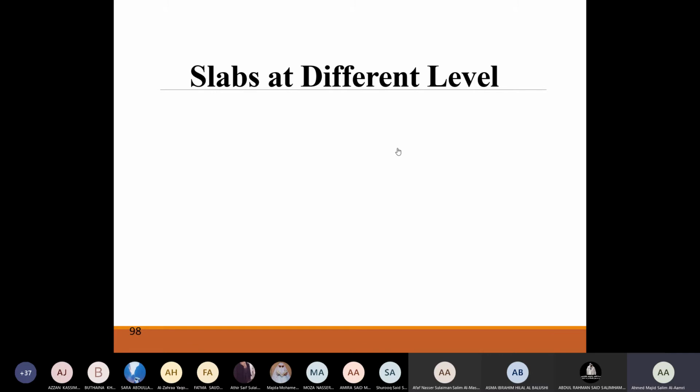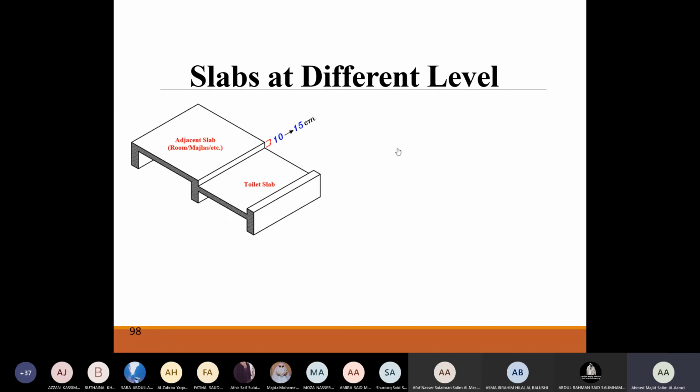It means the slabs are not at the same actual level. So we have a regular slab and we have a slab which is having some services. We call this one a sunken slab. It's a slab which is at a lower level. It's sunk down. You can see the level of the regular slab is different from the sunken slab. Are we okay with the sunken slab?